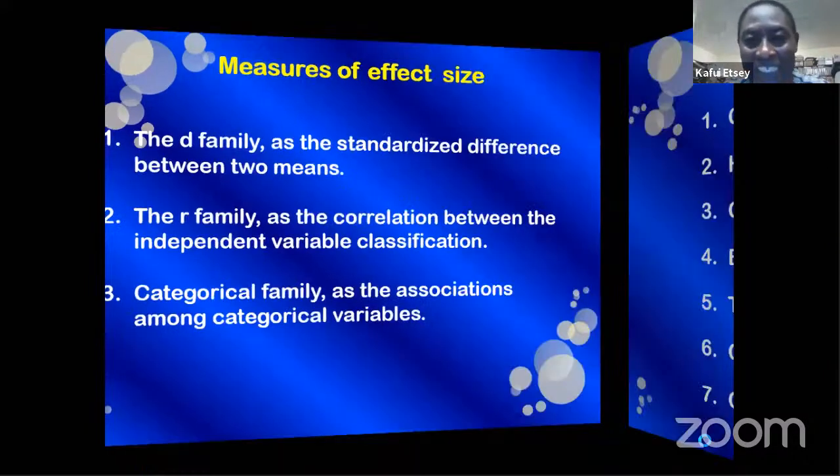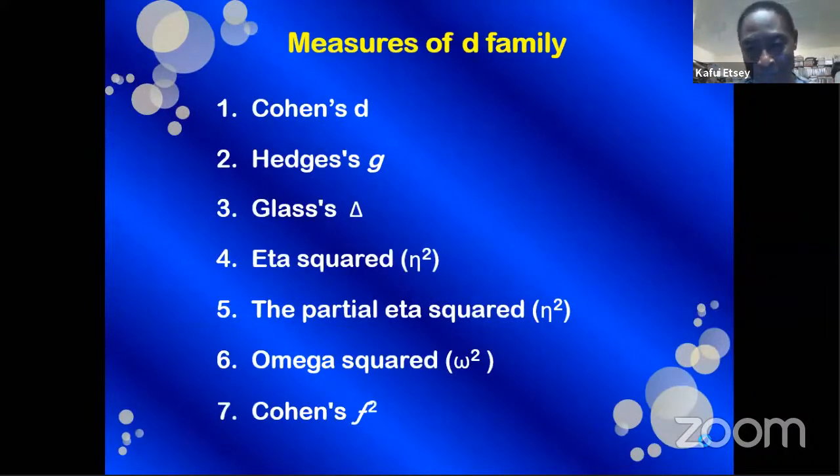For the D family, we have 7 measures. We have Cohen's D, which is very popular. Most people know effect size as Cohen's D, the difference between two means. That is not the only one for the D family. We have Hedges' G. We have Glass's Delta. Then we have eta squared, partial eta squared, omega squared, and Cohen's F squared. All these 7 are members of the D family.